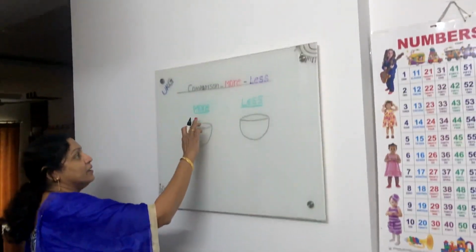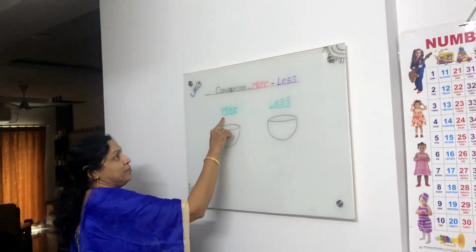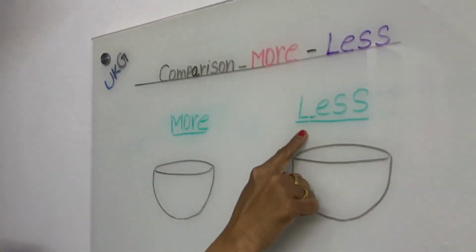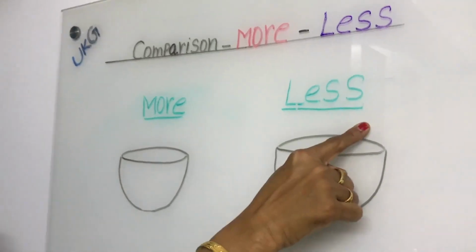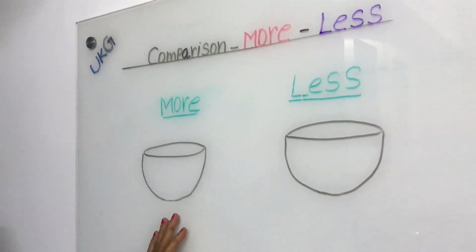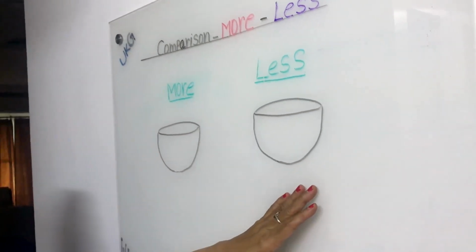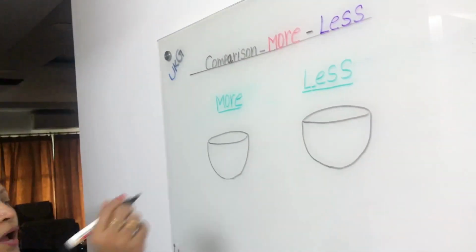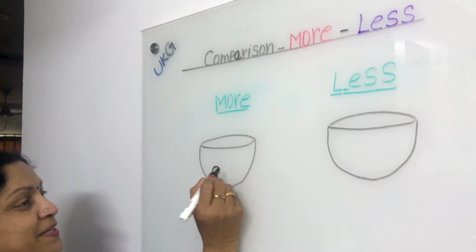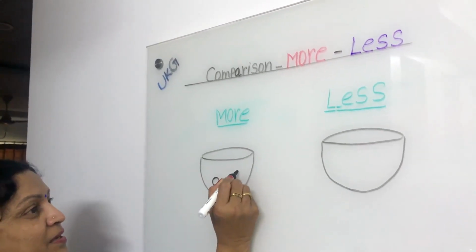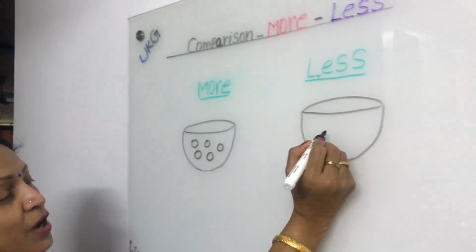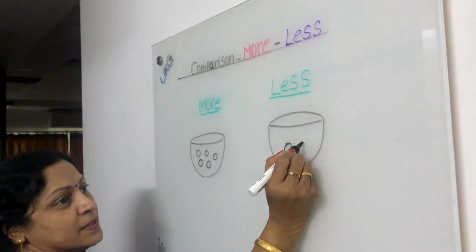Now, here, this is more, children. M-O-R-E, more. L-E-S-S, less. Here, two bowls are there. See, this is one bowl and this is another bowl. In this bowl, I am going to draw some pebbles, children. Small pebbles. See, I am drawing some pebbles. So here also I am going to draw some pebbles.